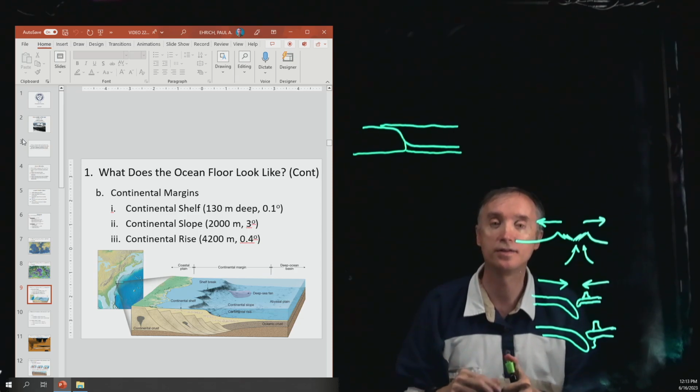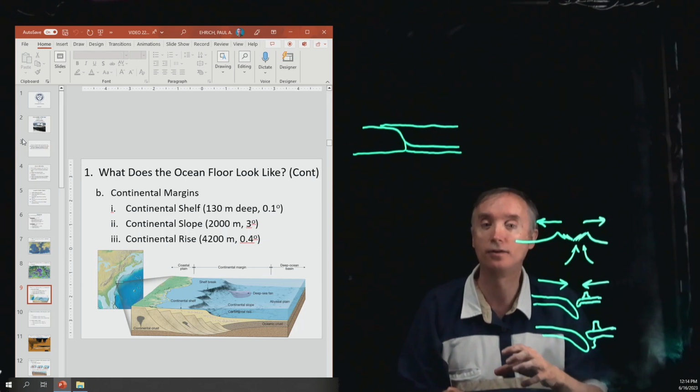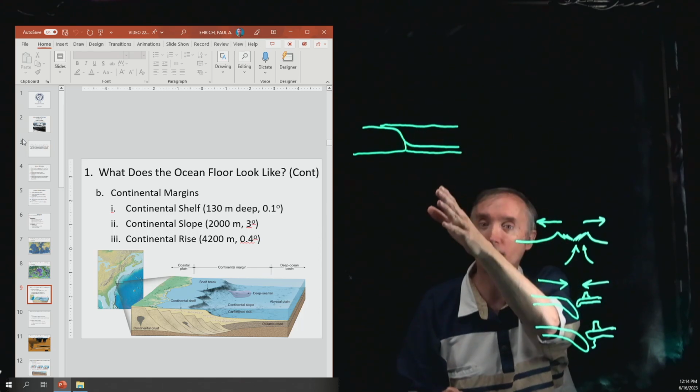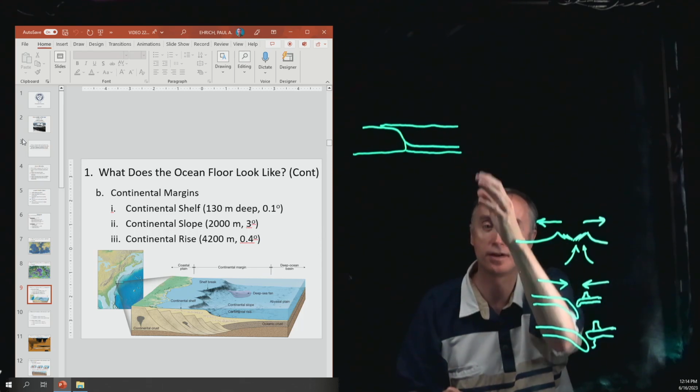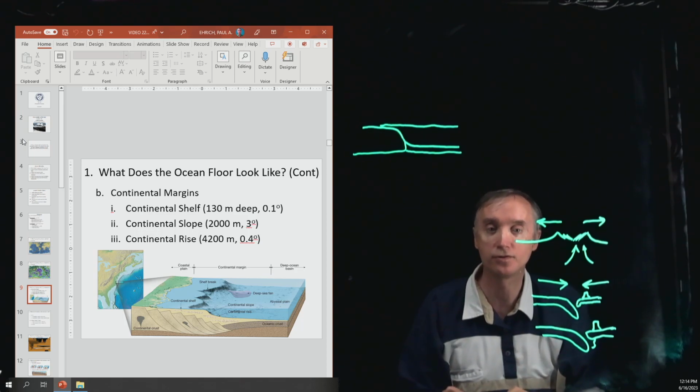And notice it has a slope of about 3 degrees, which you might not think is very much, because if you take a protractor and make an angle of 3 degrees, that's not very much. But in terms of the continents, that is significant. And notice that the depth to the continental slope is about 2,000 meters.